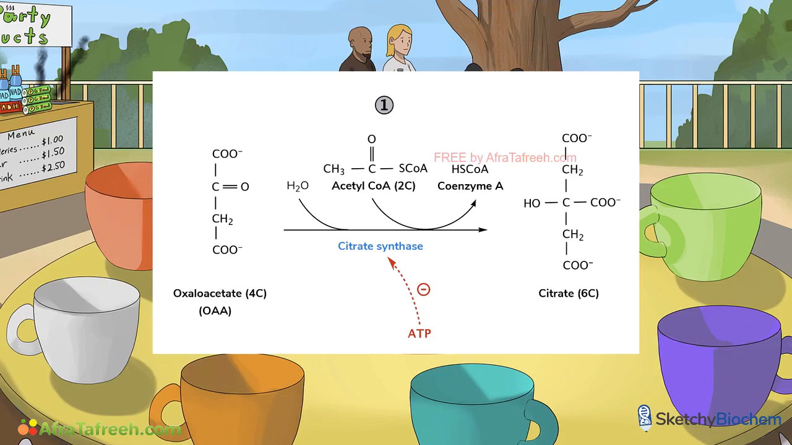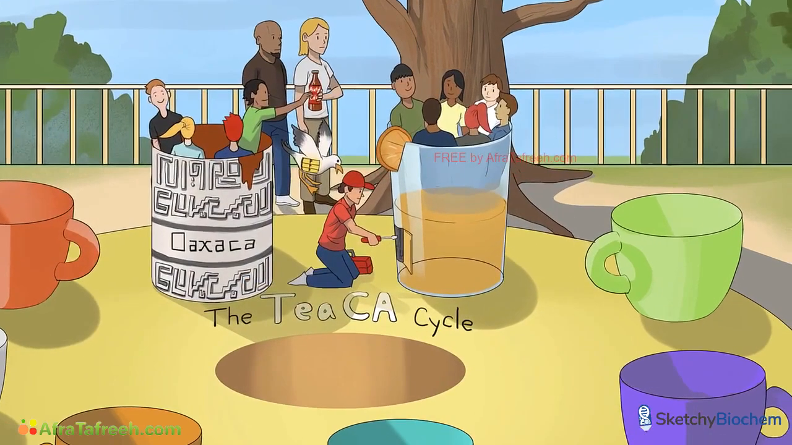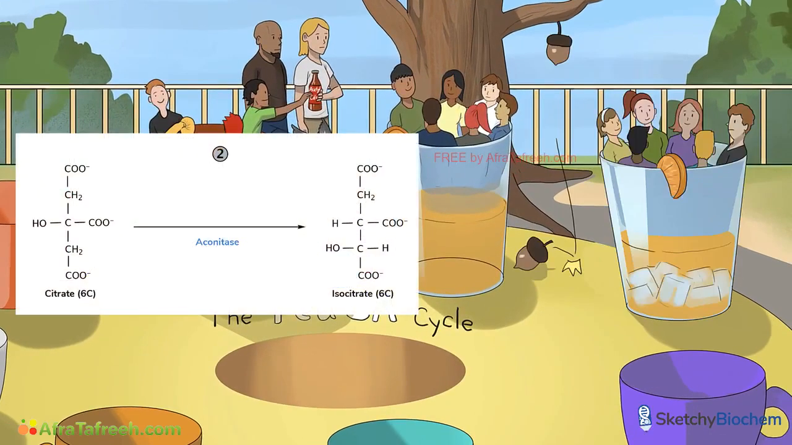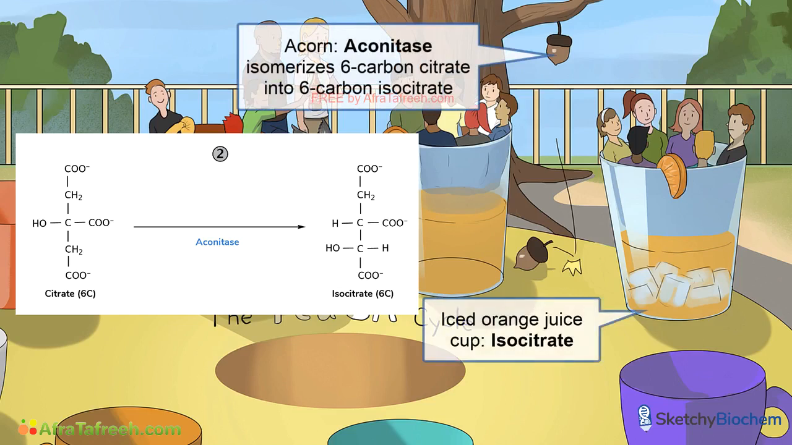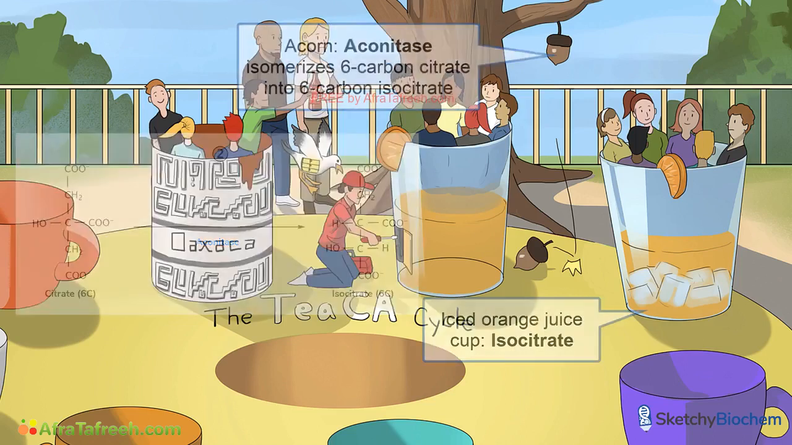Excess citrate leaks into the cytosol to inhibit PFK1 and slow glycolysis. You'll see a large acorn tree right behind the group of riders sitting in the OJ cup. An acorn has fallen just between these riders and our next group sitting in iced OJ. Aconitase isomerizes 6-carbon citrate to 6-carbon isocitrate, which is represented by iced OJ.